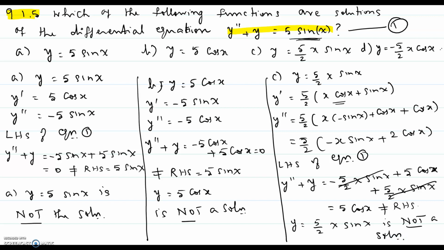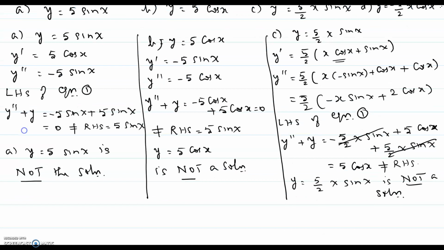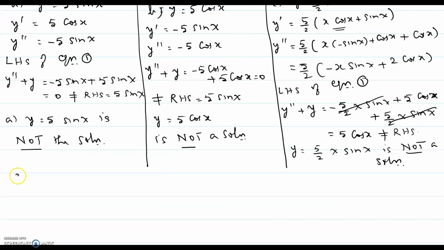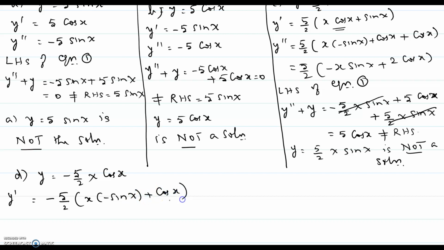So we are left with only the last equation. Probably it works, we will find out. So part D is y equal to negative 5 halves x times cosine x. To find y prime, the derivative is negative 5 halves times x times negative sine x plus cosine x times 1. So that will be negative 5 halves times negative x sine x plus cosine x. That is the first derivative.